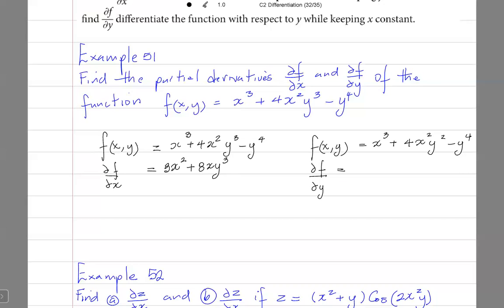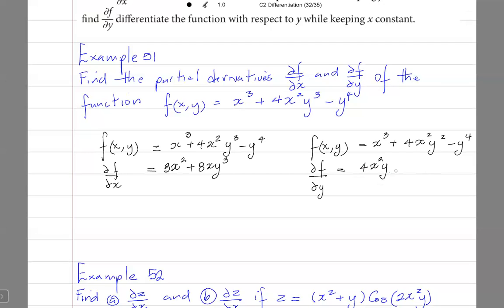All right, so if I differentiate x cubed partially with respect to y, I'm going to get 0. Because if I differentiate partially with respect to y, wherever I see x, I must treat it as if it is a constant. And when you differentiate a constant, you're going to get 0. If I differentiate 4x squared y cubed partially with respect to y, I'm going to end up with 12x squared y squared.